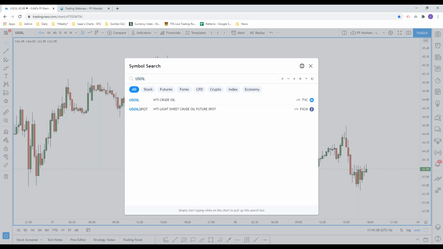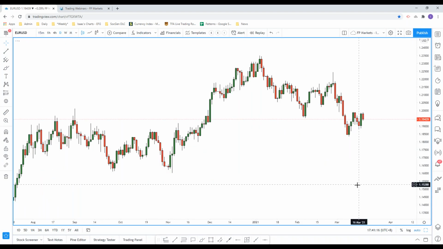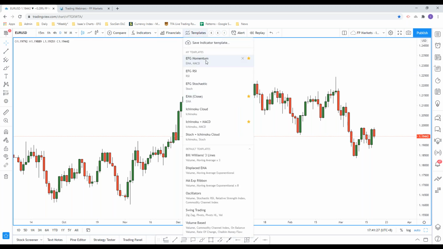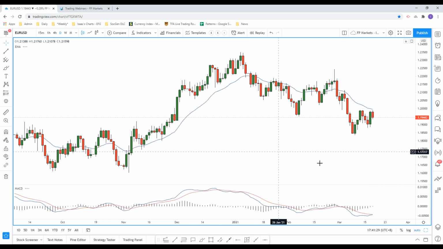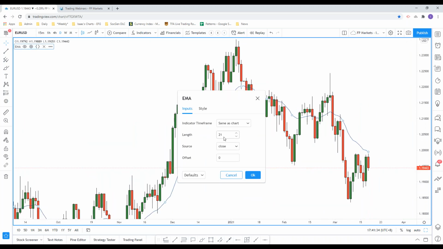So very quickly, let's look at Euro dollar. Let's start off with the daily, a nice time frame here. Let's put in the moving average. Let's just ignore the MACD for now. There's one moving average here.